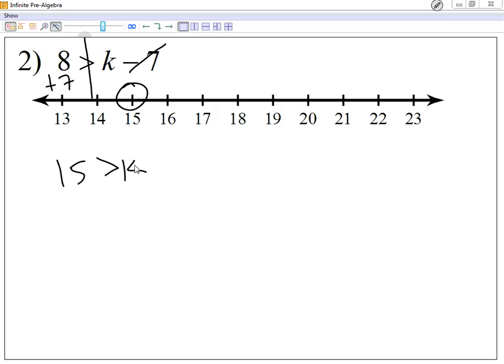Now my k is smaller because remember it's on the small side of the inequality sign. My k is smaller, so I'm going to go towards the left. I'm thinking anything smaller than 15. Obviously 14, 13, 12, everything to the left of 15. My number line technically is in order. The small's on the left, the big's on the right.